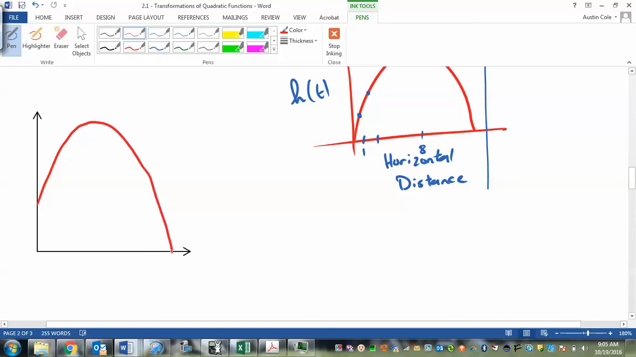Okay, that's not very good. We should always label our axis. Horizontal distance, and this is our height. I'm just going to put h of x because I don't have room. What do you do?